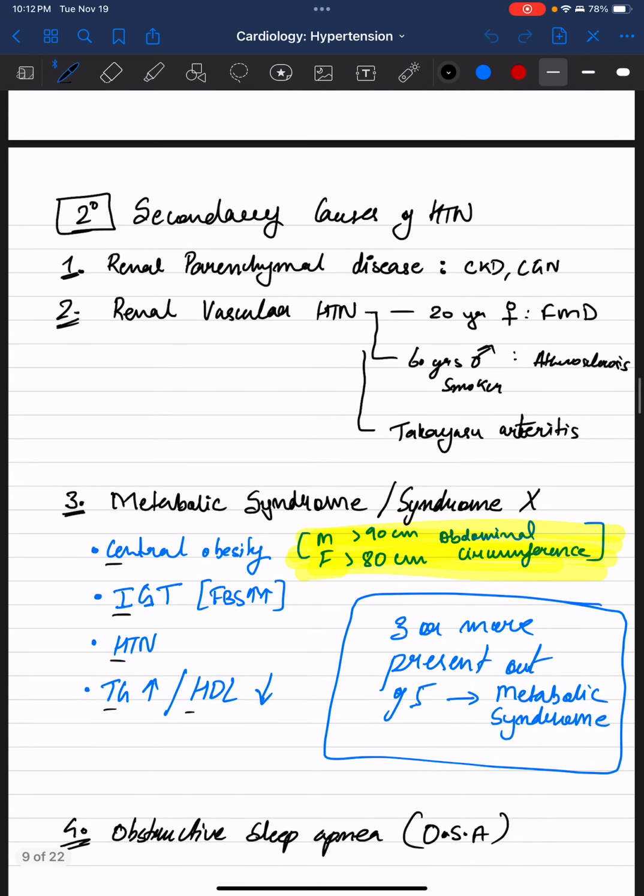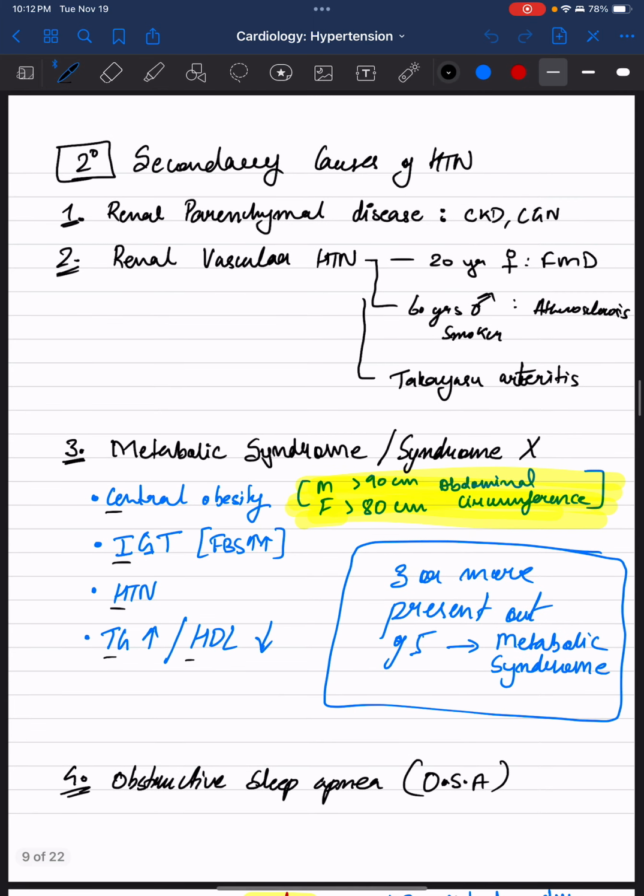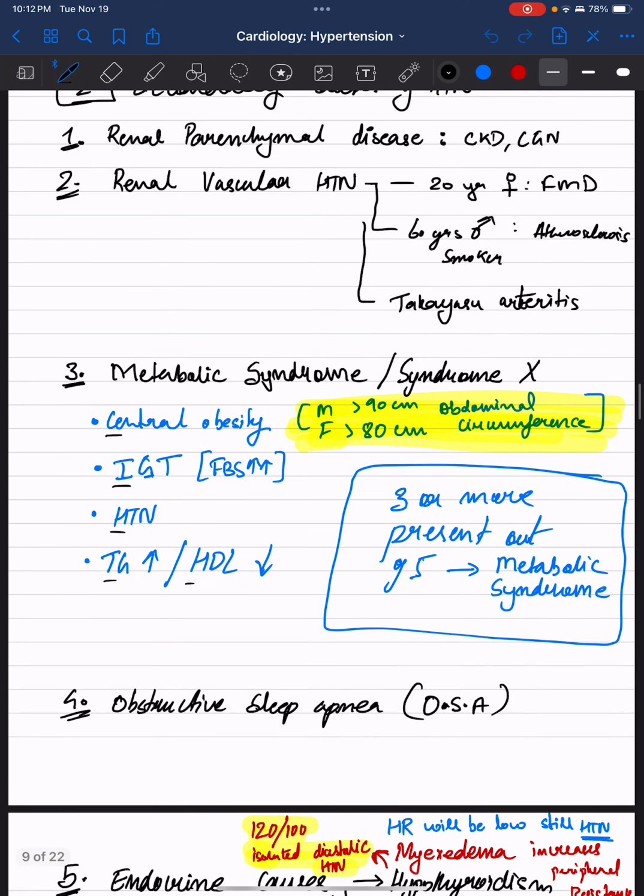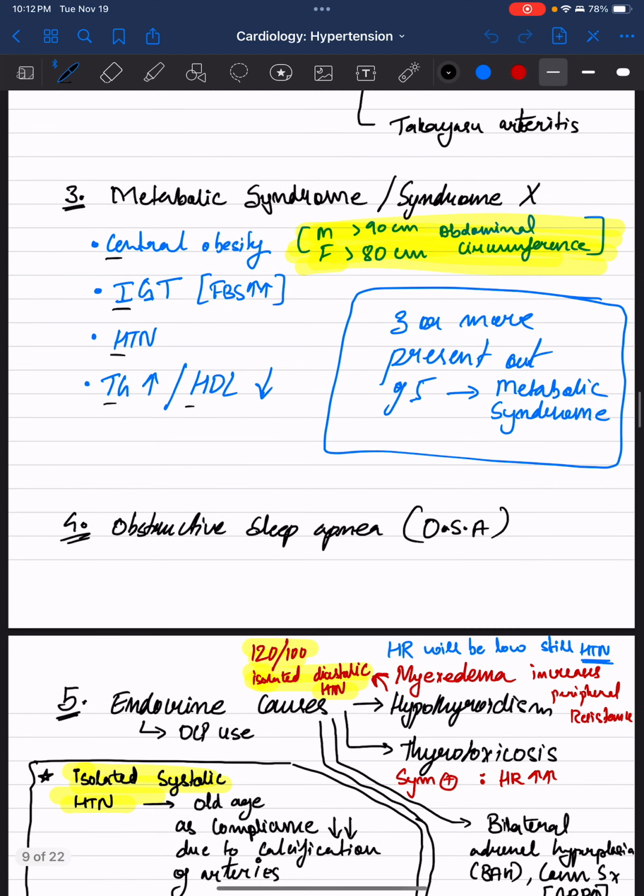So, what are the secondary causes of hypertension? I just wrote renal parenchymal disease. In renal parenchymal disease, there is chronic kidney disease and chronic glomerulonephritis (CGN). There is renal vascular hypertension. For this, I'll give you an example. In a 20-year-old female, it can be due to FMD. In a 60-year-old male smoker, it can be due to atherosclerosis, or there can be Takayasu arteritis.